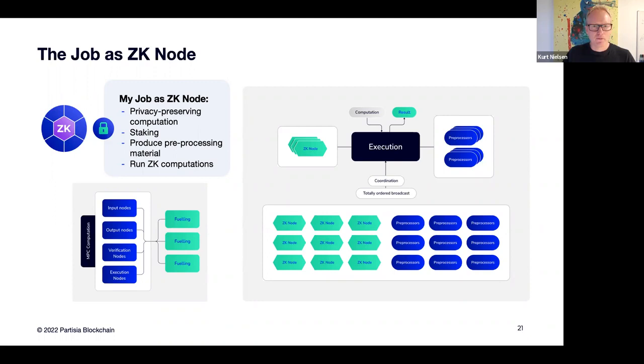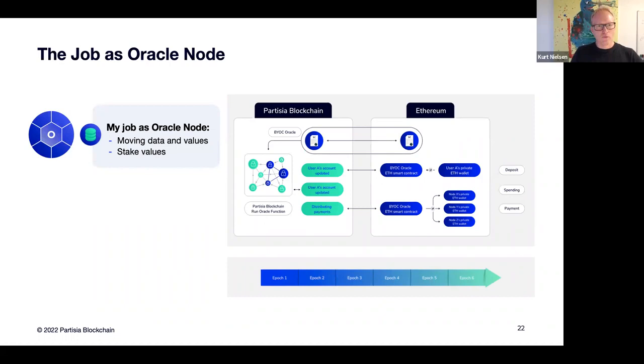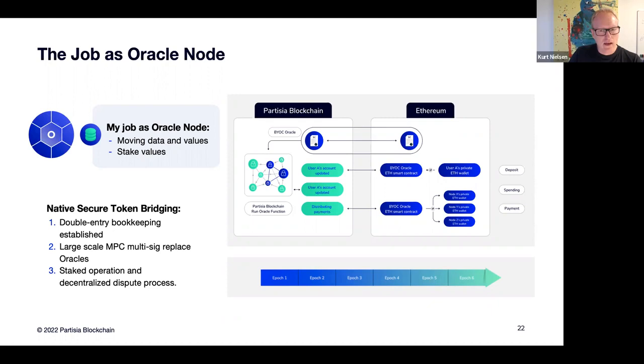The last thing is the interoperability. And we are solving for that with a third type of node, which is the Oracle node. So this is also a new innovation. And it's basically using three different tools in order to create a much more secure bridging than what we know about in the industry, at least.